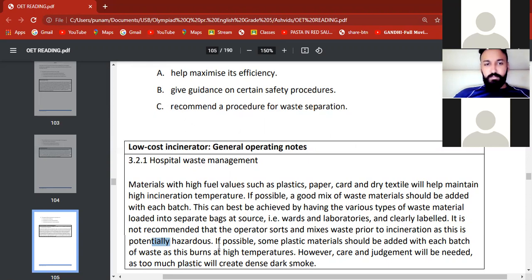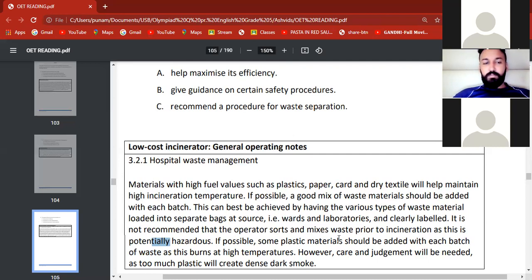If possible, some plastic material should be added with each batch of waste as this burns at high temperatures. When you say should be added, it means they're trying to achieve something, correct? They're not adding it just like that. Why? Because they want to burn at a higher temperature, correct? Okay, next.